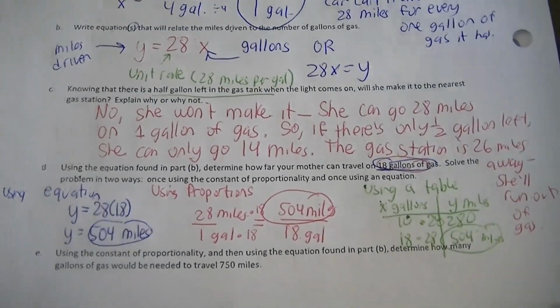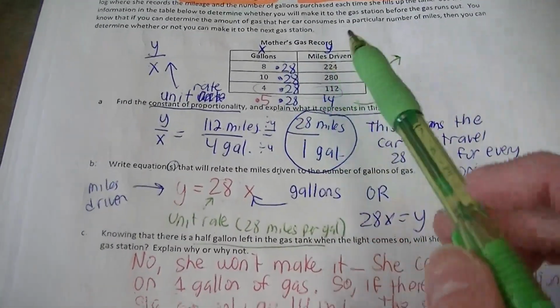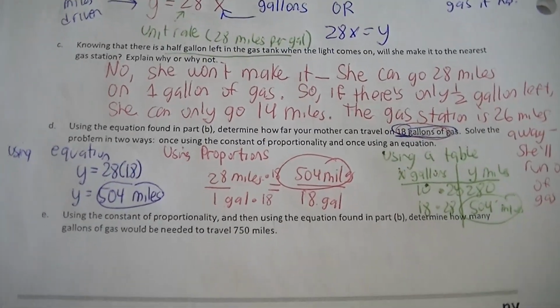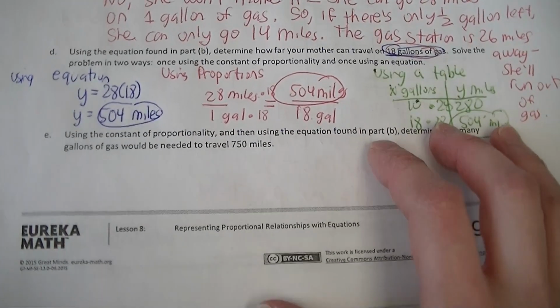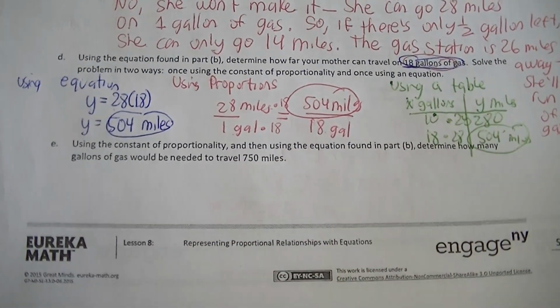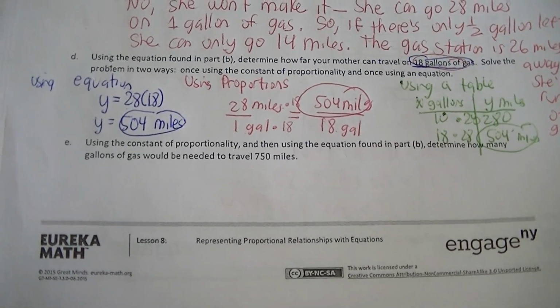A fourth way that we could actually do this is by graphing these points and then looking at the graph. But unfortunately, there's really not enough room for that, okay? So let's go ahead and look at E. Using the constant of proportionality and then using the equation found in part B, determine how many gallons of gas would be needed to travel 750 miles.